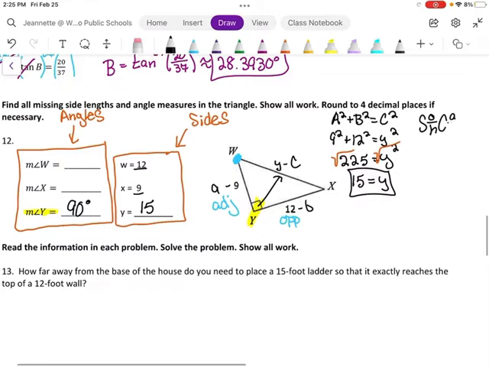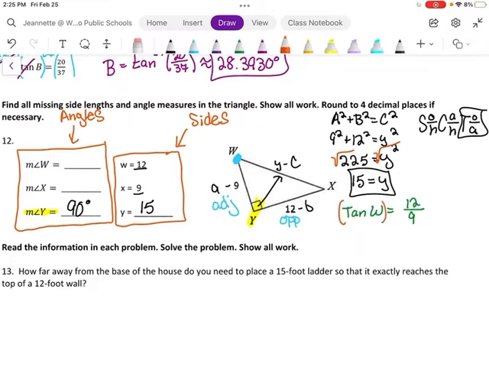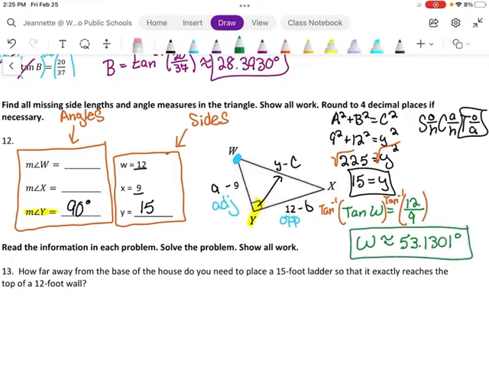So from angle W, we have our opposite side and our adjacent. And if you look at SOHCAHTOA, opposite and adjacent is the TOA part. So when we set this up, we're going to do the tangent of angle W equals 12 over 9. And just like we did on our last problem, we'll take the inverse tangent on both sides. And that will tell us that W equals, and we were told around 4 decimal points, so we're going to get about 53.1301 degrees for angle W.